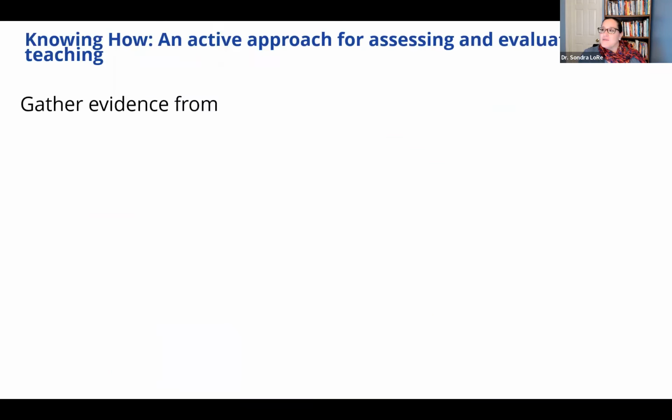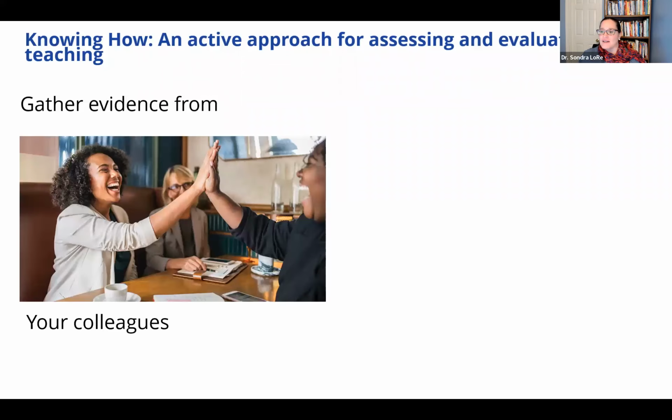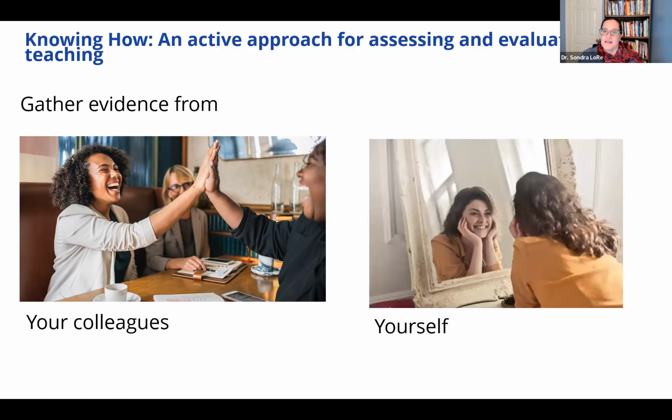Then we came back together and we talked about more types of evidence that we can gather. We talked about how your colleagues can help you collect evidence. They can talk to your students. We talked about the TAP on our campus, where faculty members are invited to talk to students in other classes. They can observe what you do.